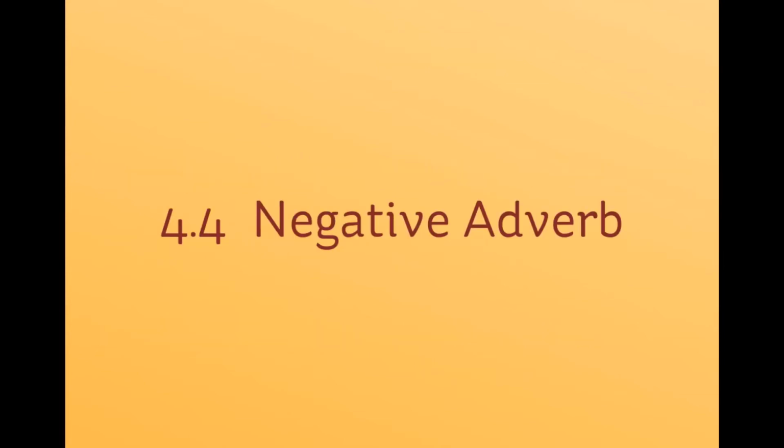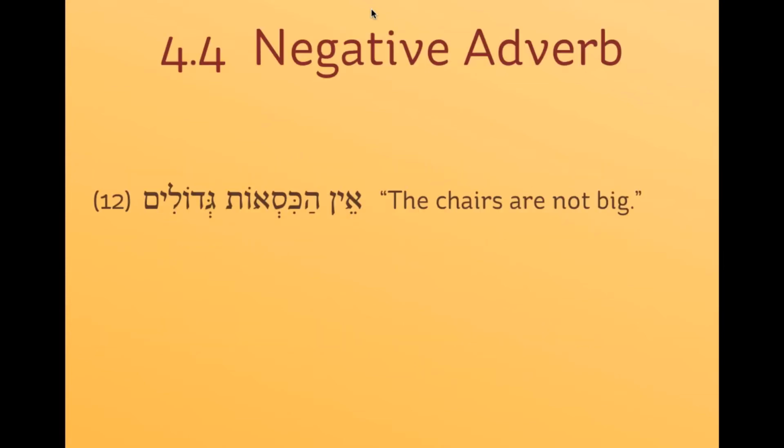The negative adverb. An adverb is a word that describes a verb. Here we'll look at an extended usage of ein. So in number 12 here, ein is used to negate a predicate adjective. So, the chairs are not big: ein ha-kisot gedolim. So you're not negating the existence of the noun, the chairs. The chairs exist. It's just that the chairs that exist are not big.